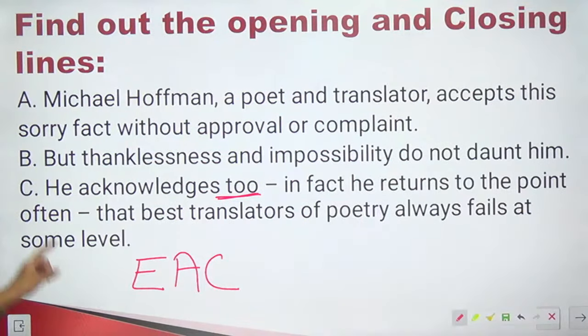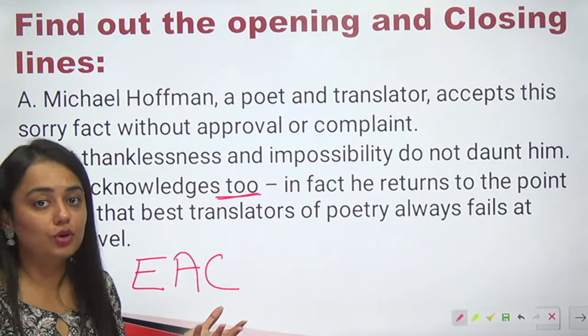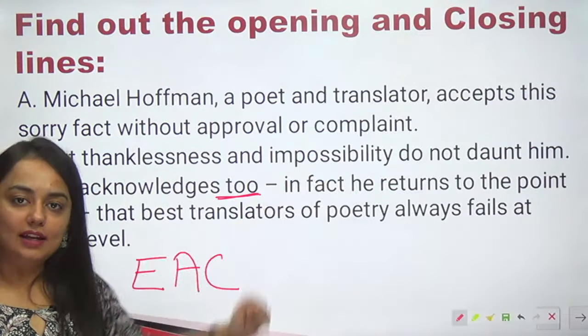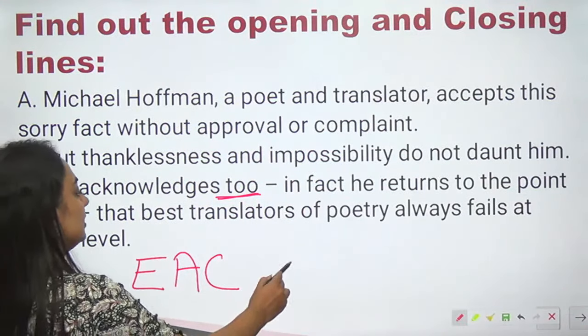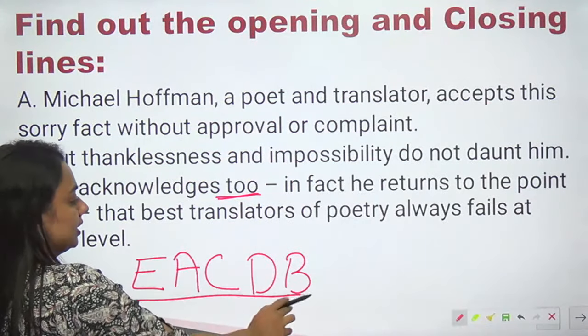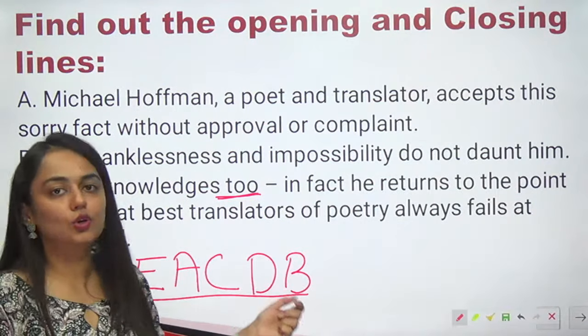Now we are left with B and D. B starts with but. So but needs to have something before it. There should be some idea before it. Only then we are putting but and giving a contrasting idea. So B is the last sentence. We are left with D. So this is your sequence. E is the opening sentence, B is the closing sentence.